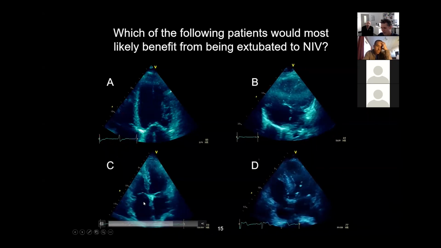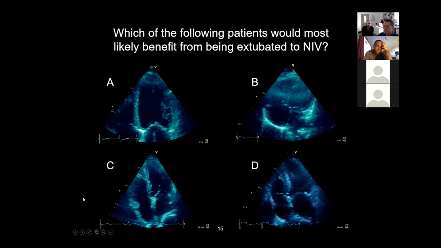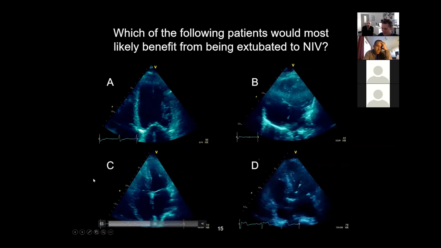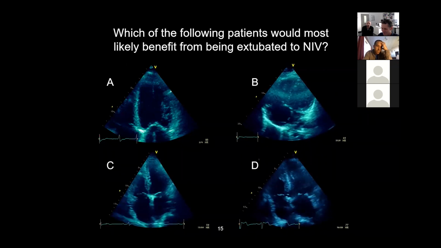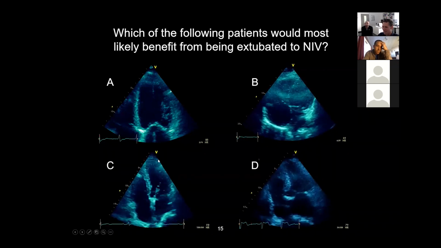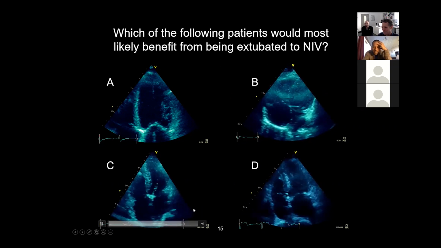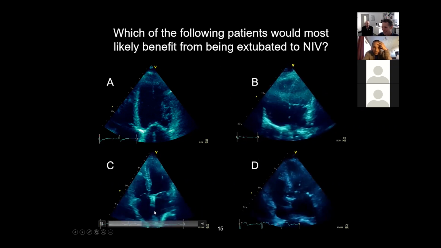Okay. So that's meant to be normal. Is it? Yeah. There's quite a pronounced moderator band, and that RV wall looks a bit thick. I think I chose a bad example. That was meant to be normal. Maybe normal for an athlete. Yeah, nice.